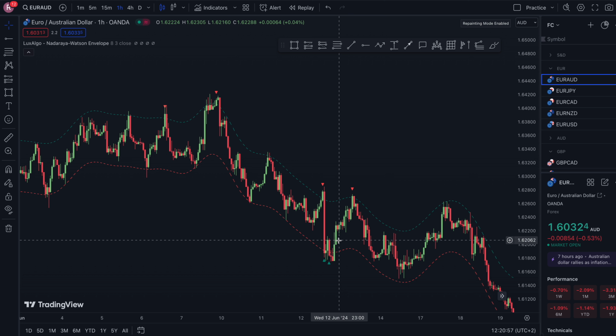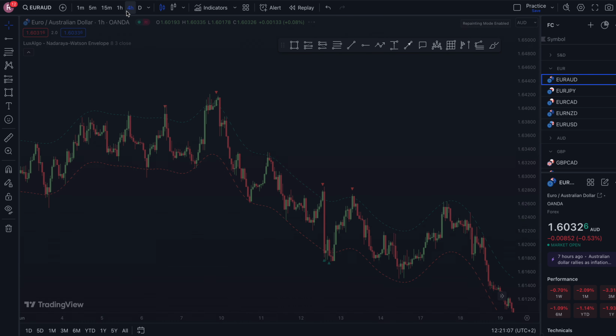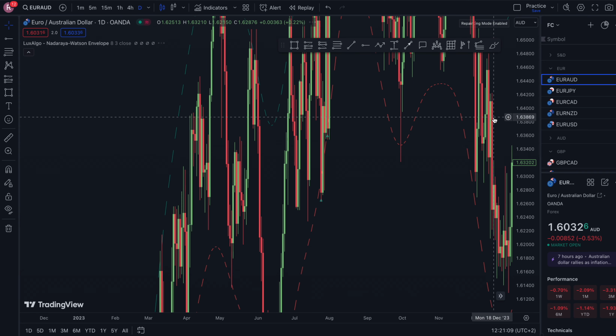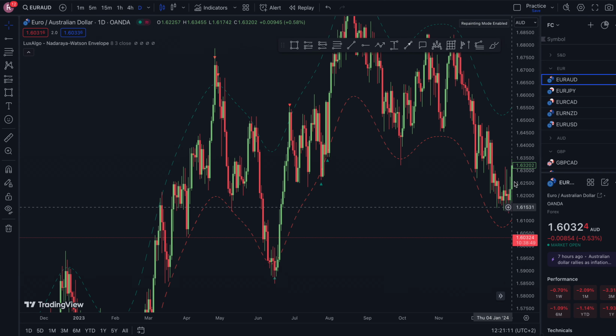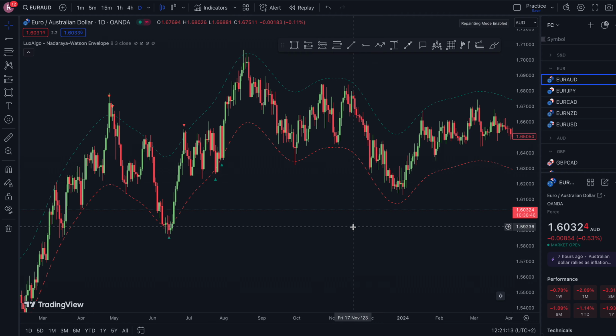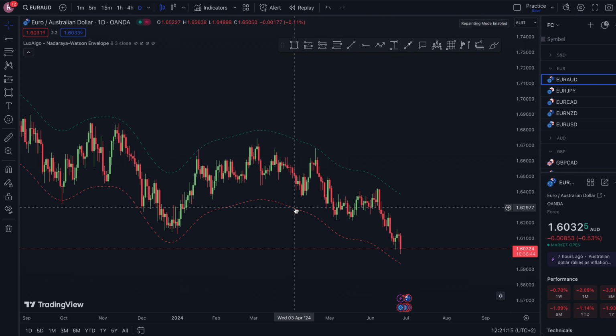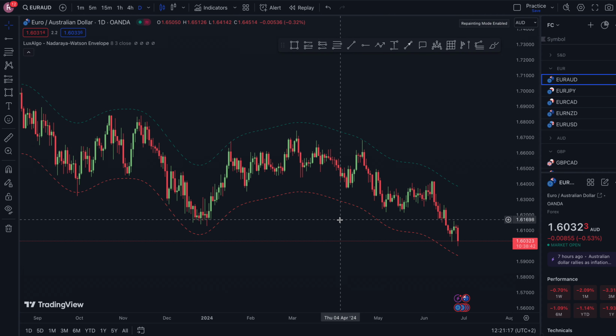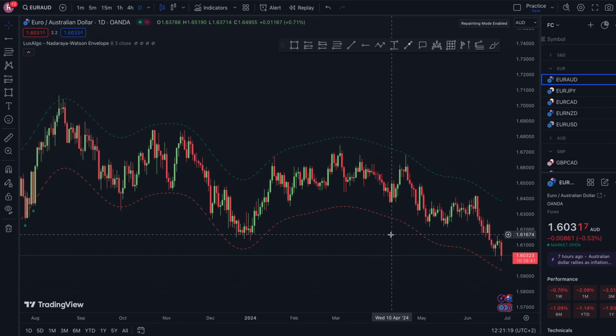This method is quite different from the rest because it has no other confluence apart from multi-time frame. There is no other indicator or tool, just multi-time frame. So I'm going to show you something. It's pretty much multi-time frame analysis, so you're going to start from the daily time frame.